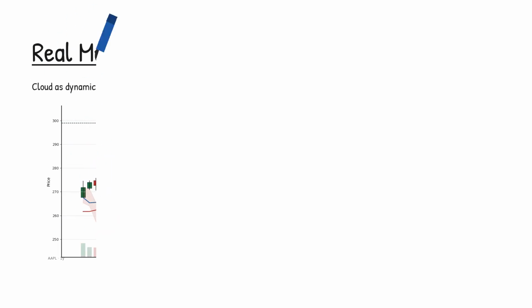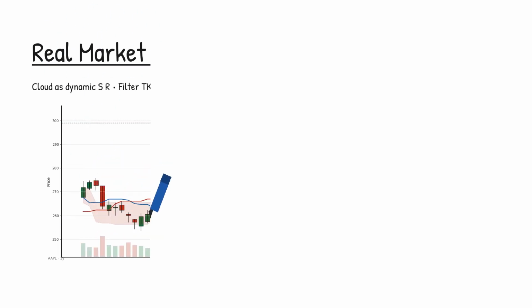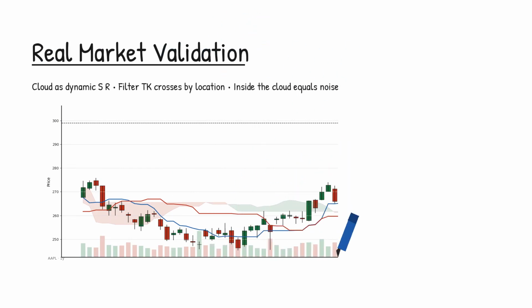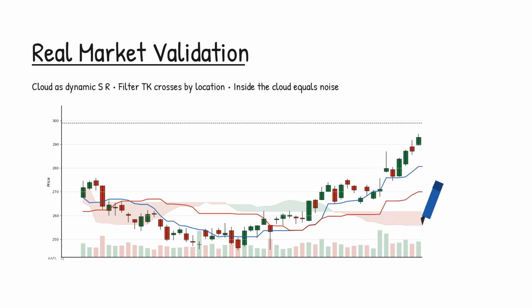Now Apple on the daily. Notice how price respects the cloud as both support and resistance. TK crosses that occur above the cloud lead to clean continuation moves. TK crosses inside the cloud, however, fail repeatedly. That single filter, demanding the cross happen on the correct side of the Kumo, is what separates Ichimoku amateurs from professionals.